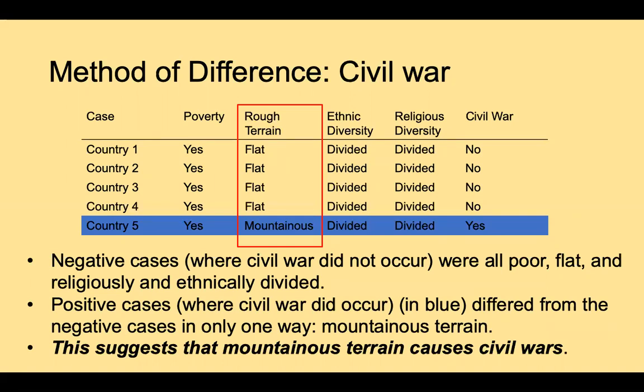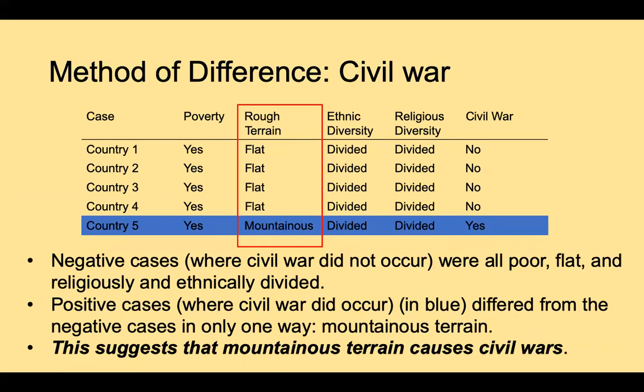And positive cases where civil war did occur, which are in blue, differed from those negative cases in only a single way, and that was mountainous terrain. The positive case otherwise had all the same values on all the other variables. So this is relatively straightforward. It suggests that mountainous terrain causes civil wars because this is the only variable that differs between the positive and the negative cases. And so this evidence suggests that mountainous terrain causes civil war.